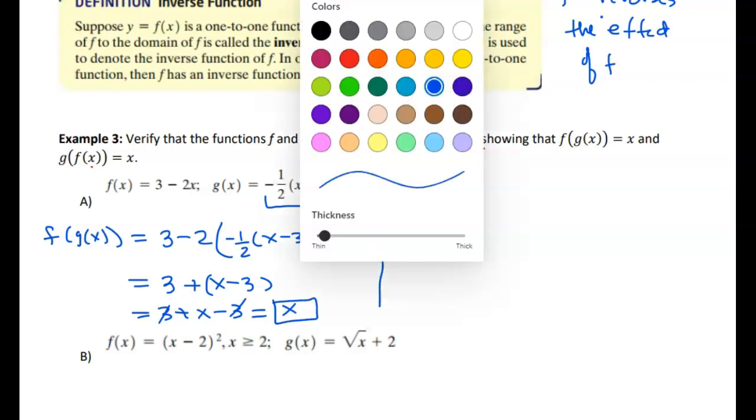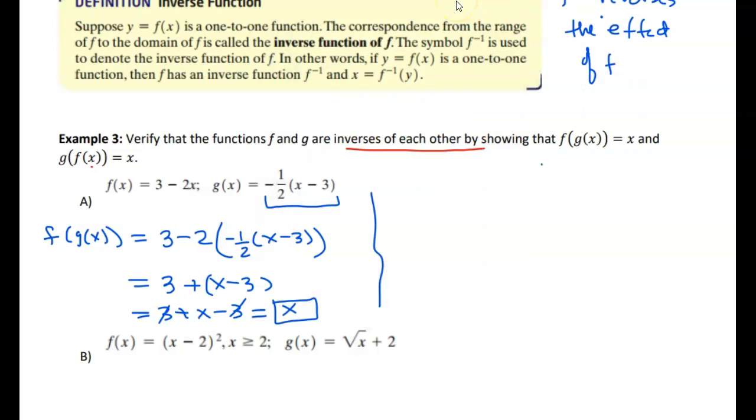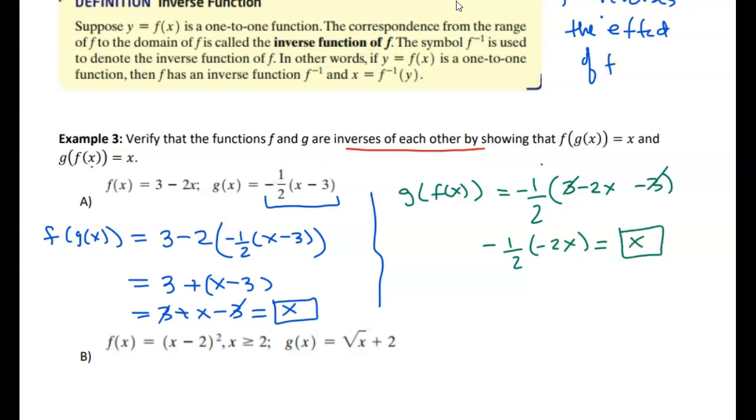All right, we gotta go backwards too, because sometimes it cancels one way but not the other. So we have to find g of f of x. So we start with the g function, -1/2 x minus 3. The x gets replaced by 3 minus 2x minus 3. These cancel out. -1/2 of -2x gives me a positive x. Alright, good. So we get results of x in each case. So you say that f and g are inverses, or you can say that g equals the inverse of f.